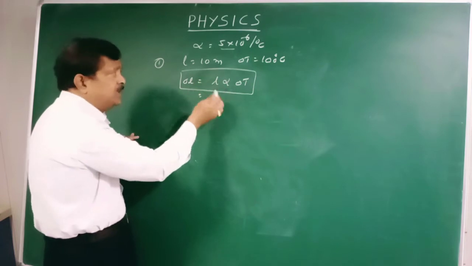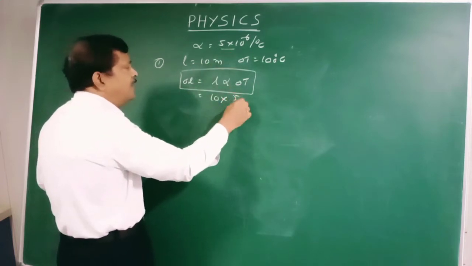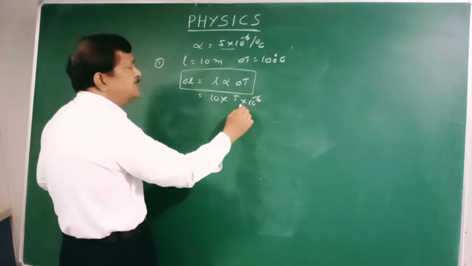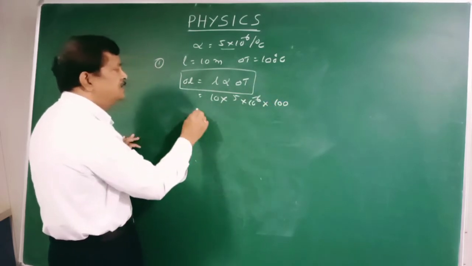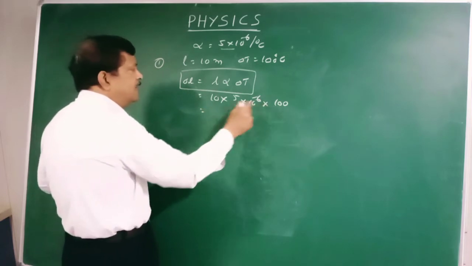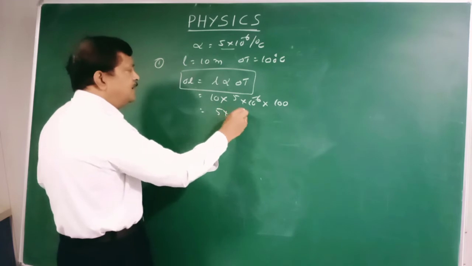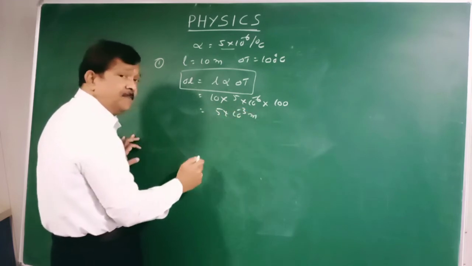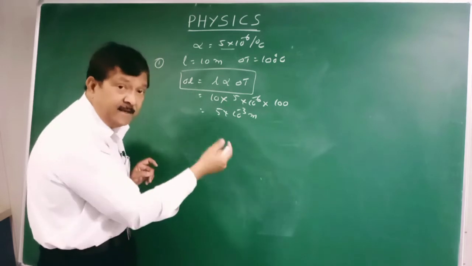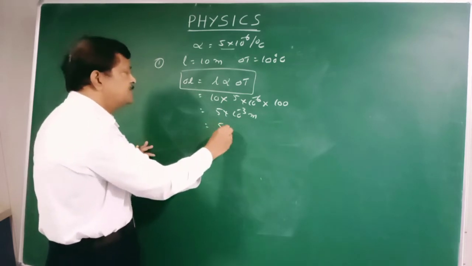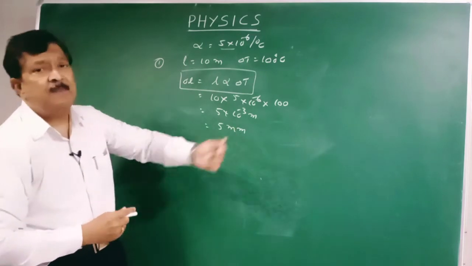Let us substitute. What is the value of L? 10 meter. Alpha is 5 into 10 power minus 6 per degree centigrade, and change in temperature is 100. Then what you will get here? This is 100 into 10 power 3 into 10 power minus 6, so 10 power 3 is cancelled. 5 into 10 power minus 3 meter. 10 power minus 3 meter is nothing but millimeter. So this becomes 5 millimeter. So the change in the length is 5 millimeter.